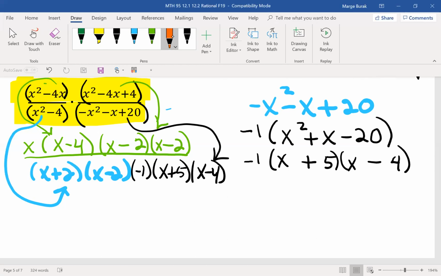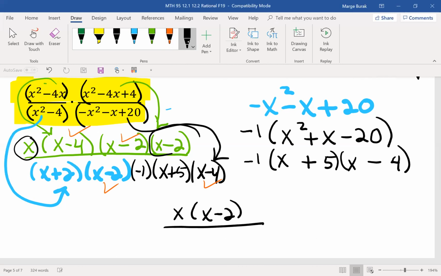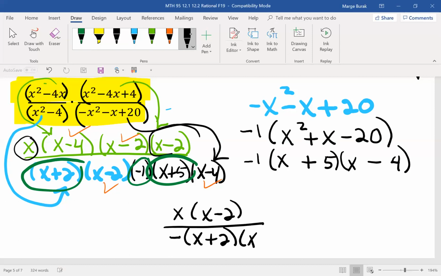All right, can we cancel anything? This is the fun part. Yes, x minus 4 divided by x minus 4 is 1. And this x minus 2 divided by x minus 2 is 1. And that's about it. So let's take what's left. So I've got my x here and my x minus 2 in the numerator. And in the denominator, I have this x plus 2, this -1, and this x plus 5. So I'm going to put the -1 in front. And I'm not going to put 1. I'm just going to write negative x plus 2 and x plus 5.